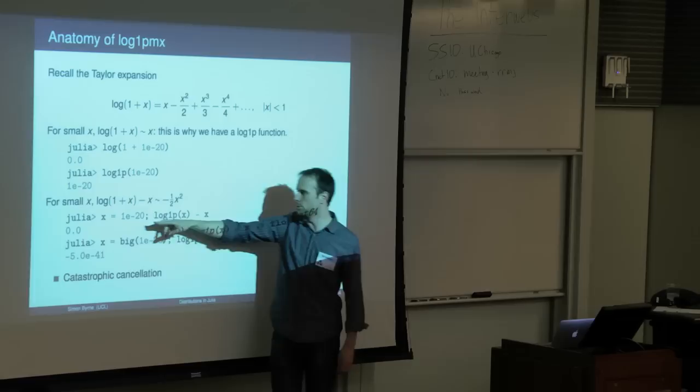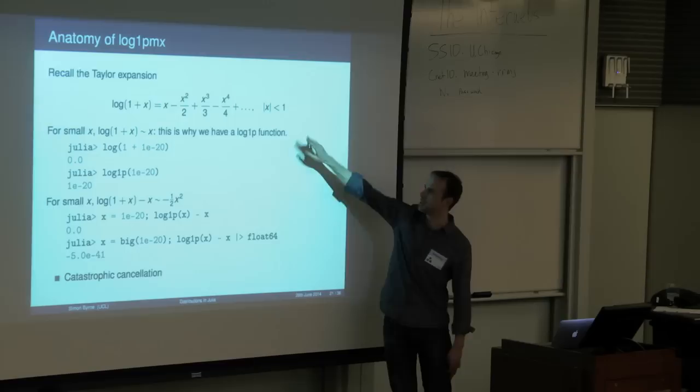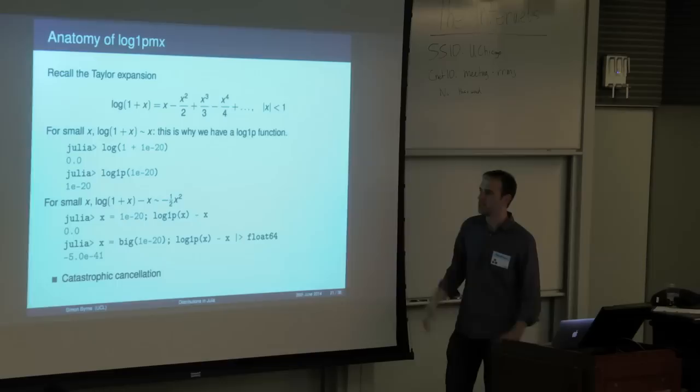x = 1e-20, we get 0. Whereas if you do this in big float arithmetic, you can see it's basically this, minus x squared over 2. And so again, this is another example of catastrophic cancellation. So what's happening is we're losing all the bits of significance when we do the subtraction.